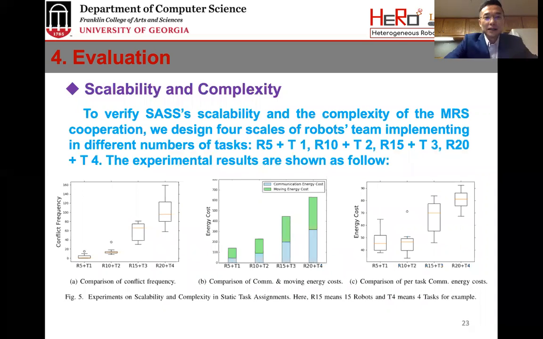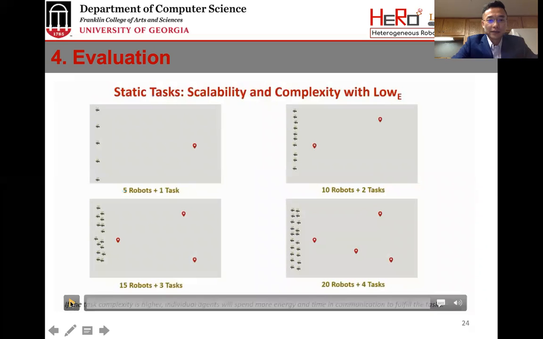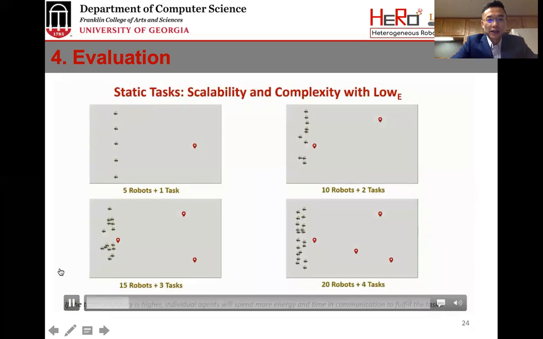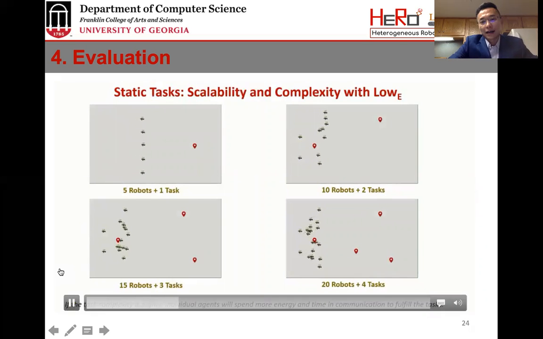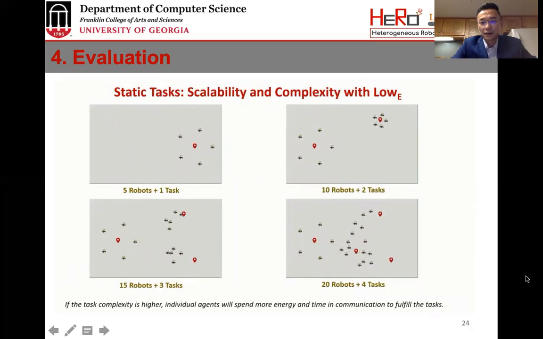For the scalability and complexity experiment, we designed 4 kinds of experiment. And as you can see, 4 robots with 1 task, 10 robots with 2 tasks, 15 robots with 3 tasks, and 20 robots with 4 tasks.